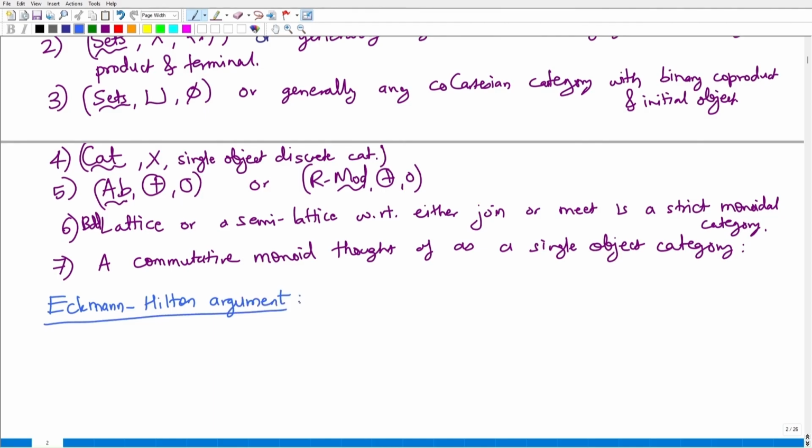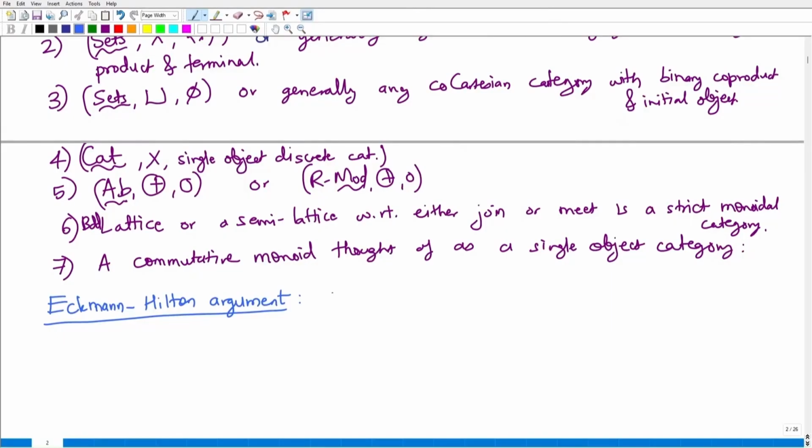This argument given by Eckmann and Hilton, obviously, works with very minimal assumptions. Okay, this is a word probably that you haven't heard: magma. A magma is a non-empty set together with a binary operation. Associativity is not required. If it is associative, then you call it a semigroup. If that binary operation has identity, then you call it a monoid. So this is a magma with an identity.